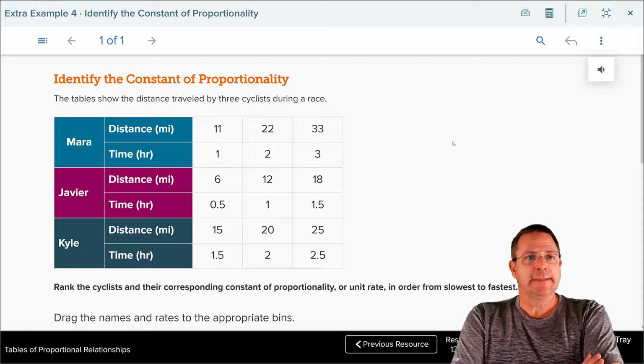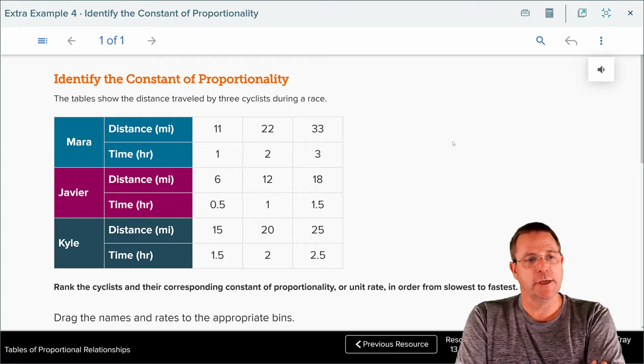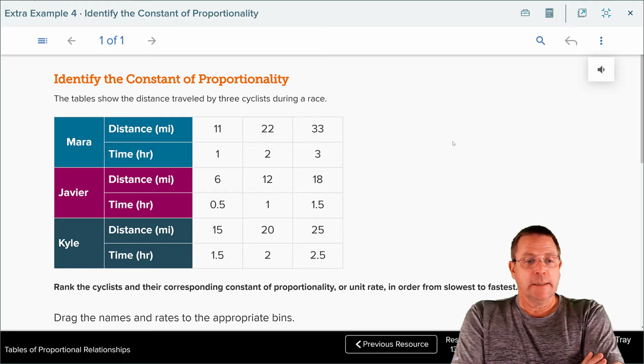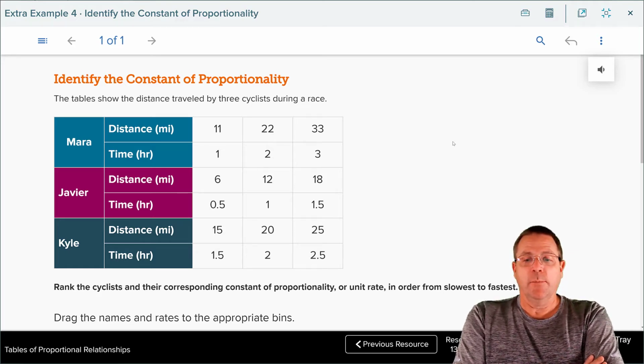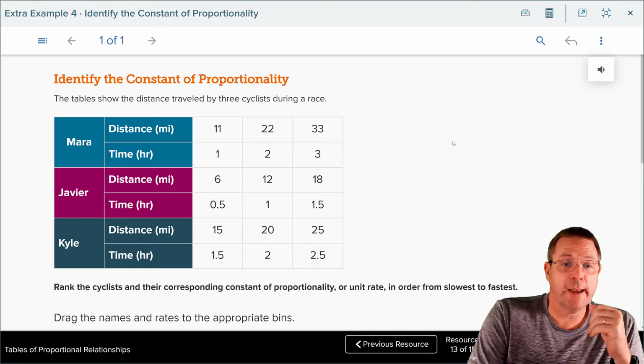The table shows the distance traveled by 3 cyclists during a race. And you can see they've got their distance compared to their time for each of the cyclists, Mara, Javier, and Kyle. And yes, it's not Javier, it's Javier. The J sound has an actual H sound to it. Rank the cyclists and their corresponding constant of proportionality, also known as their unit rate, from slowest to fastest. In other words, we want to be able to find out how fast each cyclist goes in a single hour of time. And 2 of those are actually given to us.